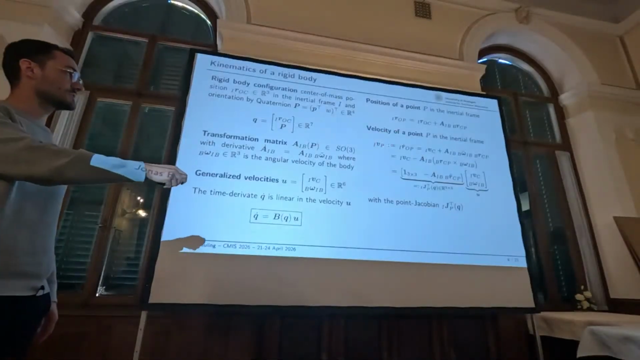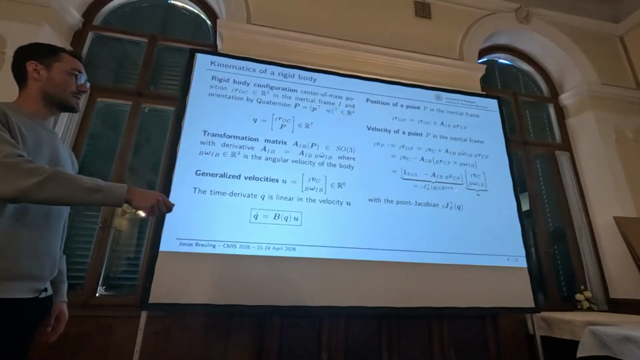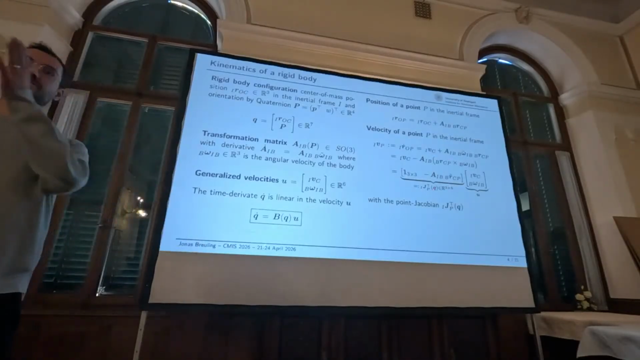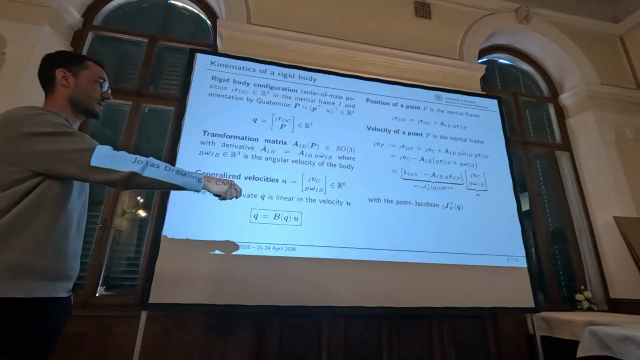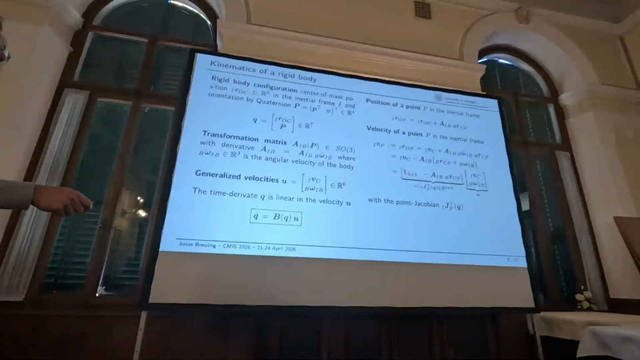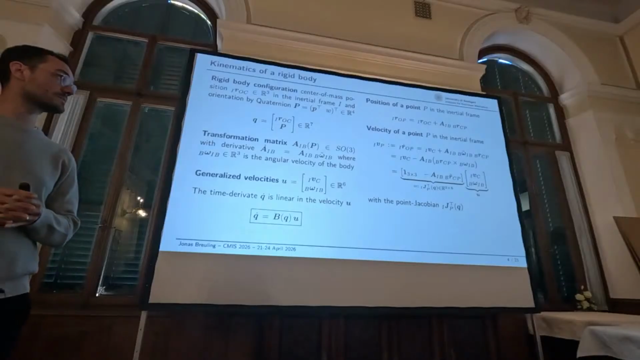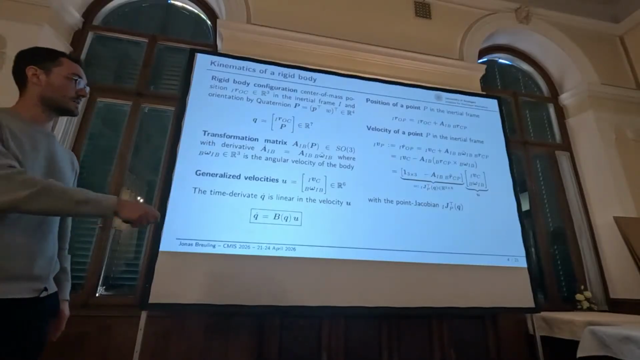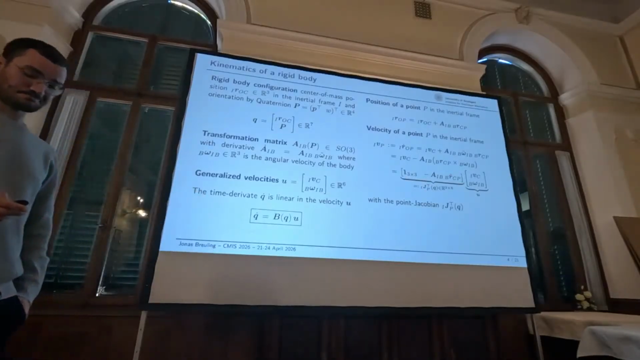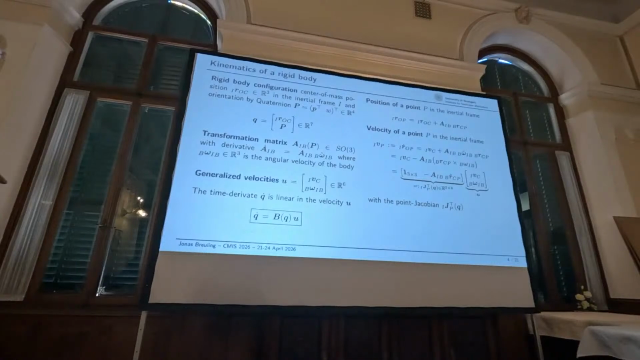We can compute the velocities of a point by more or less applying a very simple Jacobian on the generalized velocities. This is used again, and this Jacobian is everywhere. For every contact, we have to compute this Jacobian. So it's very nice to have a cheap and simple structure here. And this is the kinematic part.